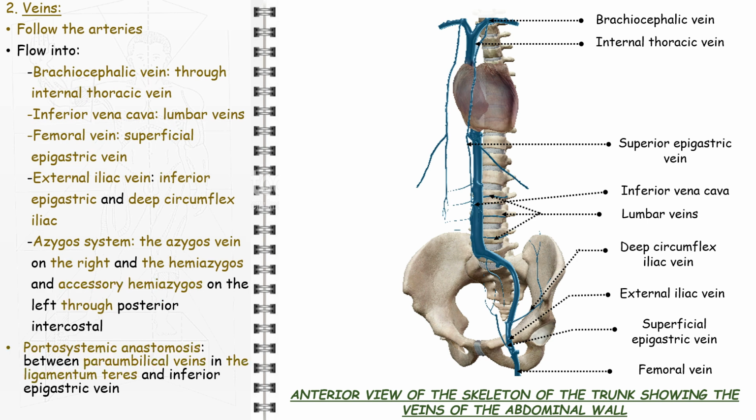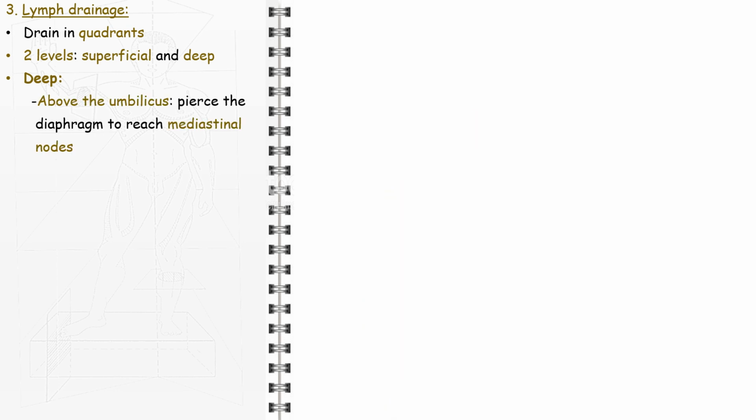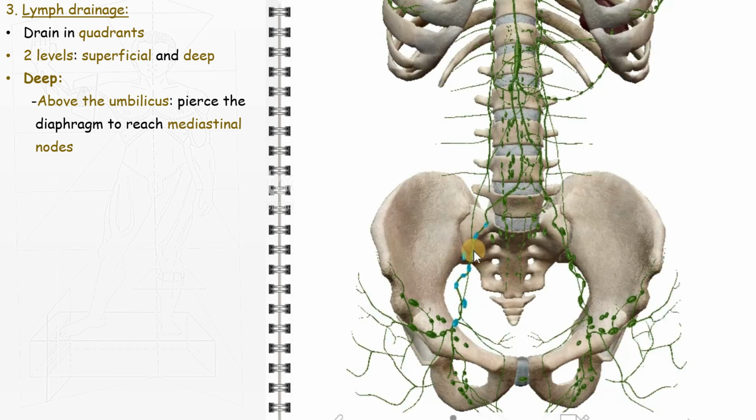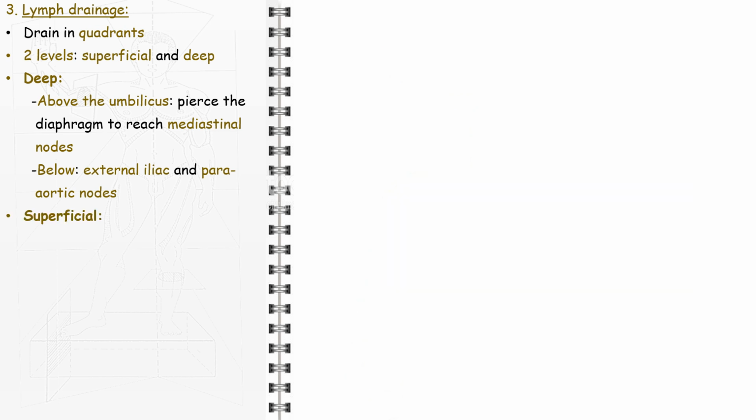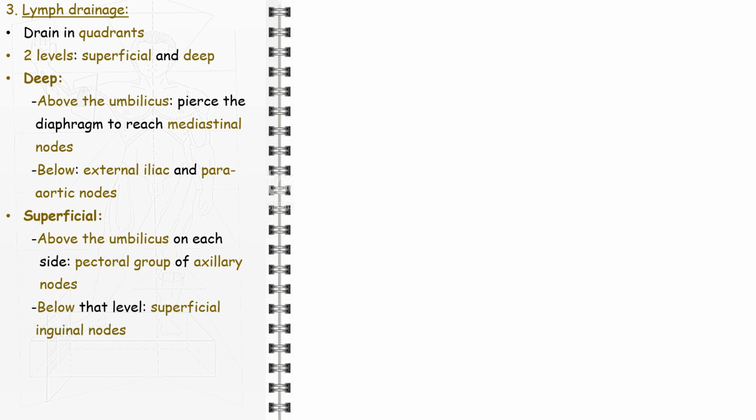inferior epigastric vein. The lymphatics of the anterior abdominal wall are arranged in quadrants and two levels, superficial and deep. At the deep level above the umbilicus, they pierce the diaphragm to reach mediastinal nodes. Below the umbilicus, they drain to external iliac and para-aortic nodes. At the superficial level above the umbilicus on each side, they drain to the pectoral group of axillary nodes. Below the umbilicus, they drain to the superficial inguinal nodes. They are, surprisingly, not draining to intercostal nodes.